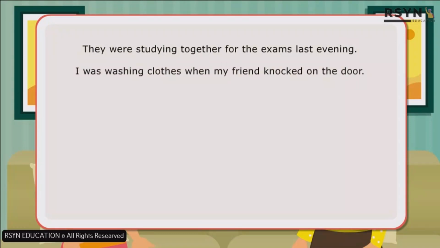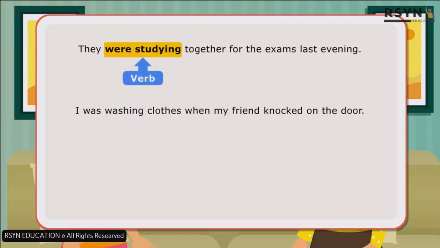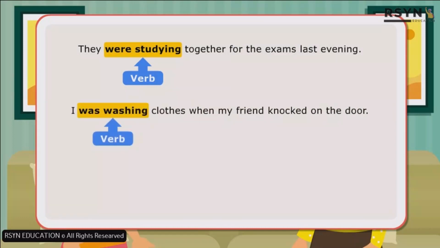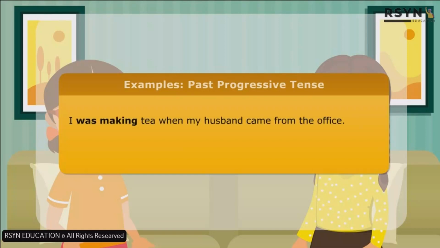In the first sentence, the verb were studying gives information about an action that continued for some time in the past and is past progressive tense. In the next sentence, the verb was washing is past progressive tense as it tells about a past action that was in process when another action occurred. Here are few more examples of use of past progressive tense. I was making tea when my husband came from the office. Ritu was dancing while her brother was studying.